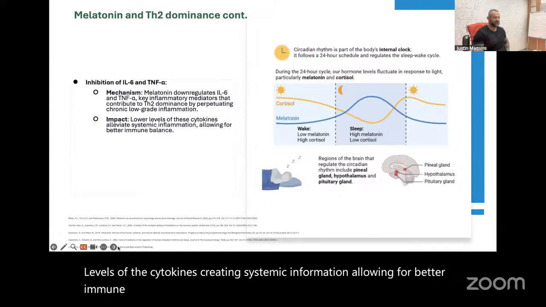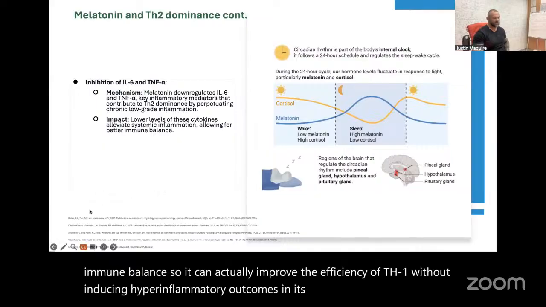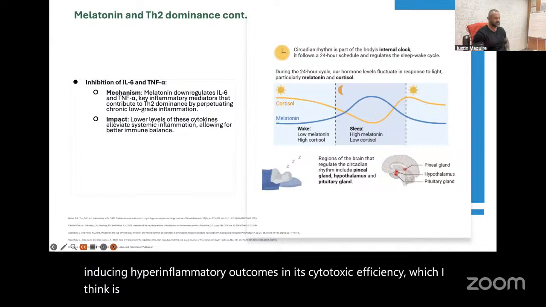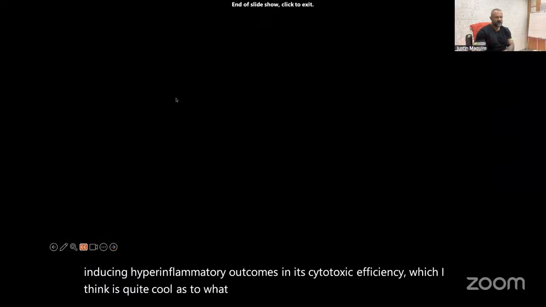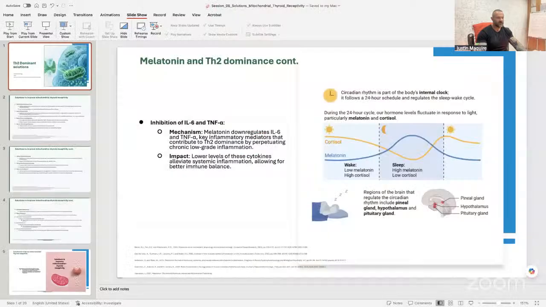So it can actually improve the efficiency of Th1 without inducing hyper-inflammatory outcomes in its cytotoxic efficiency, which I think is quite cool as to what melatonin does. And that's the end of today's segment for Th2 immunological dominance.